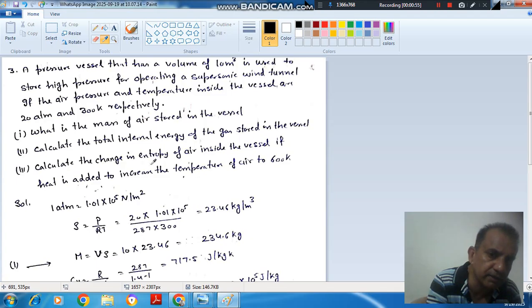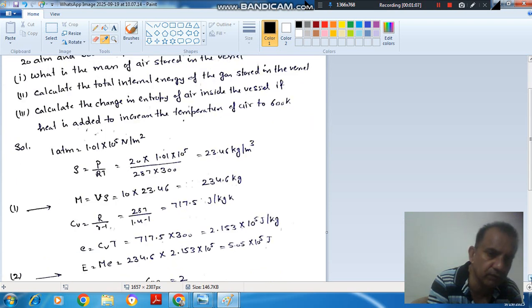3. Calculate the change in entropy of air inside the vessel if heat is added to increase the temperature of air to 600 Kelvin. So here we know that 1 atmosphere is 1.01 into 10 power 5 Newton per meter square, and as the pressure is given at 20 atmosphere, so P is 20 into 1.01 into 10 power 5. R is 287, T is 300, so rho comes as 23.46 kilogram per meter cube.